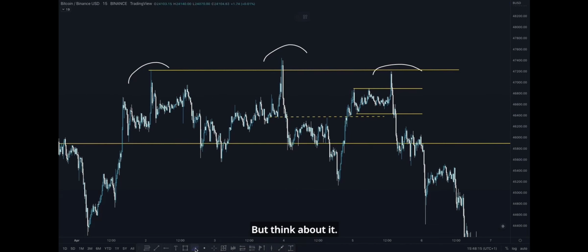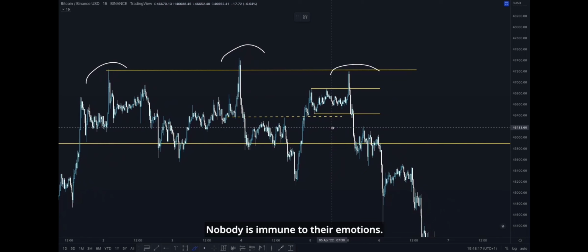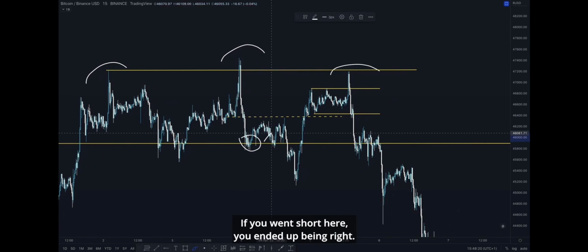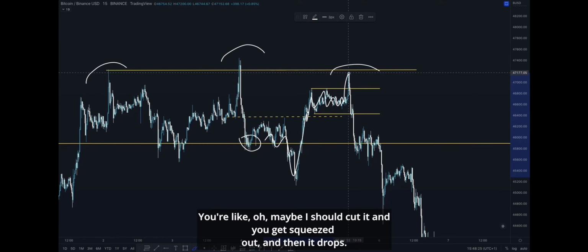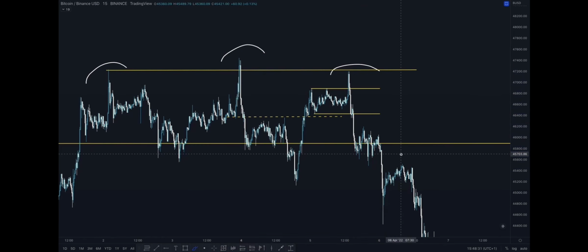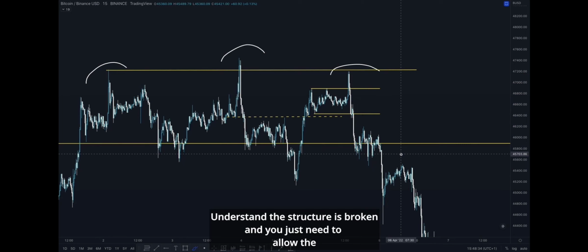But think about it. You're not perfect. Nobody is immune to their emotions. If you went short here, you ended up being right, but look, you had to go through all this squeeze. And right up to here, you're like, oh, maybe I should cut it. And you get squeezed out, and then it drops. Patience. Allow it to form, understand the structure is broken, and you just need to allow the market to do what the market does.